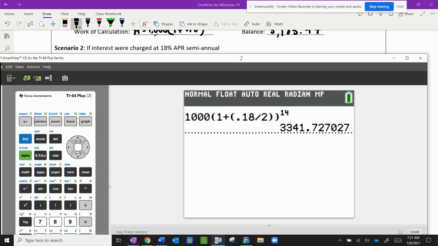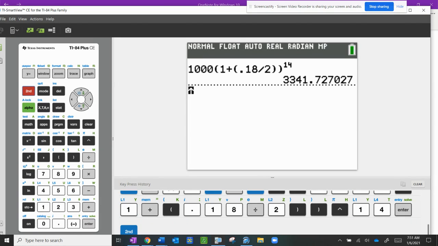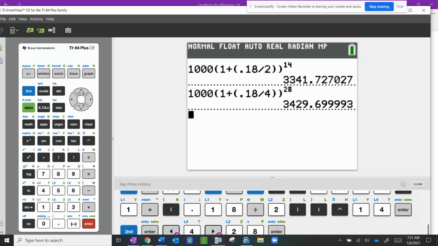So I don't know if you know this about your calculator, but if you hit second button and enter, it will regenerate the equation you just had. So now I'm just going to say 4. I'm going to turn this to 28, and I'm going to hit enter. And now I get 3,429 and 70 cents.